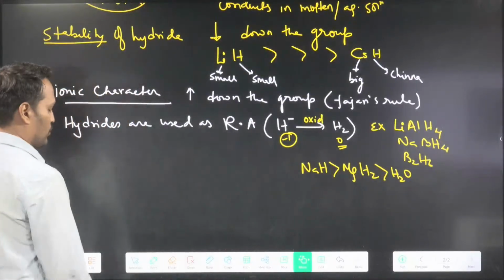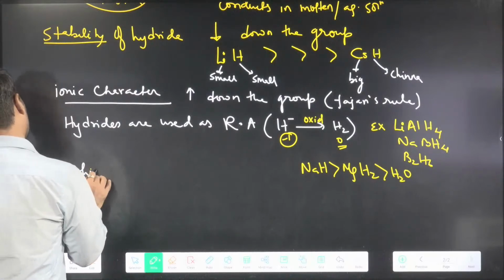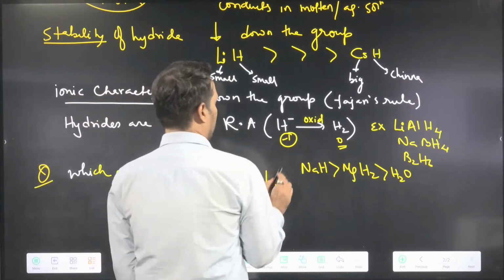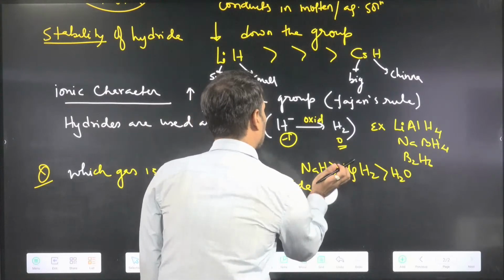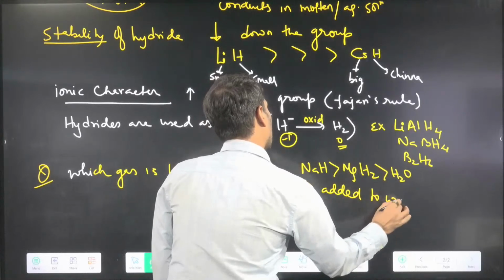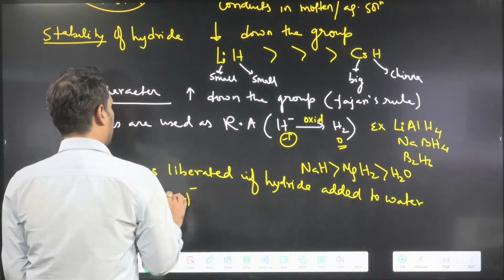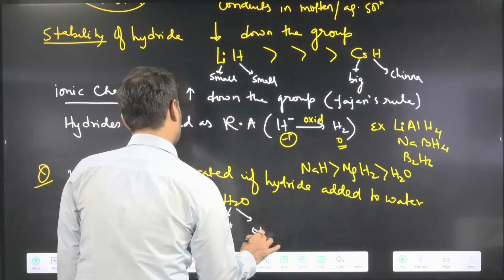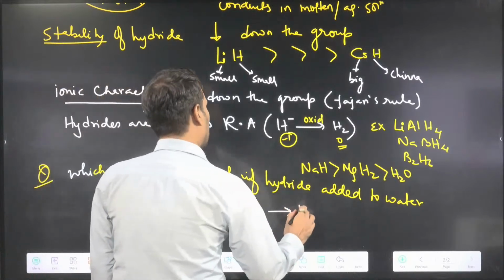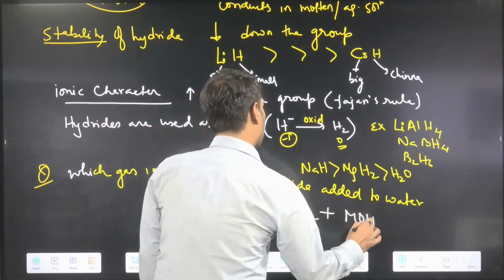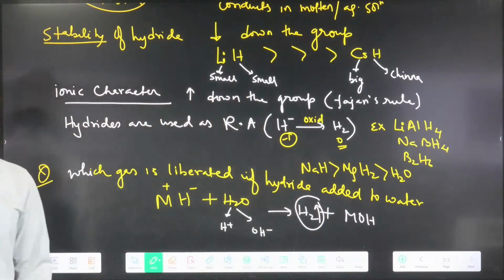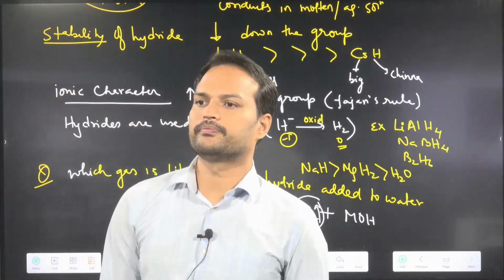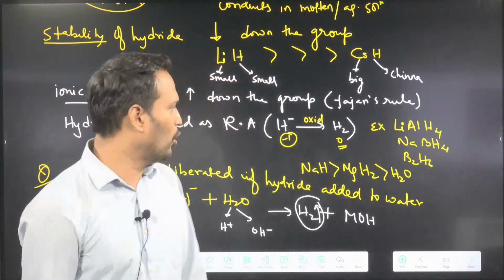So this is all about hydrogen. Now they will ask you which gas is liberated if hydride is added to water. So you can say simply, this is your hydride, H minus M plus. I will put water. As you have told me in nitride, the same logic I will follow here also. What will happen? H minus and H plus will give H2, and M plus and OH minus will give MOH. That means hydrogen gas is liberated. Clear? Done. If you do electrolysis, H2 is liberated at the anode. Done with this point?